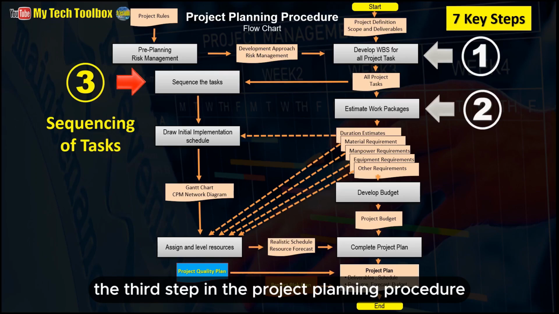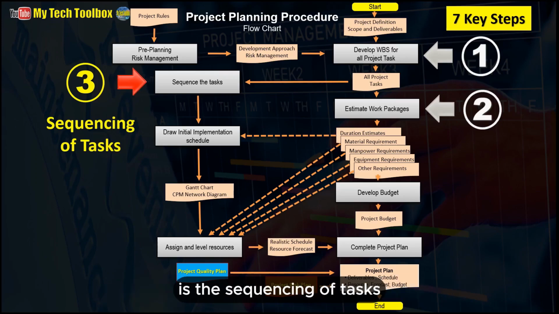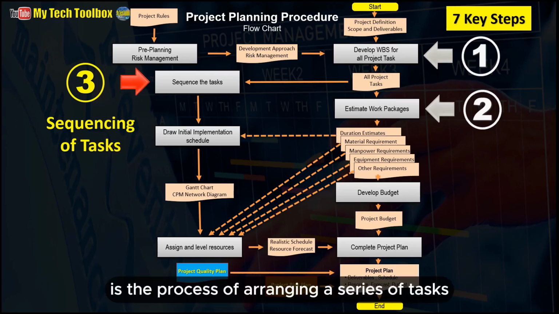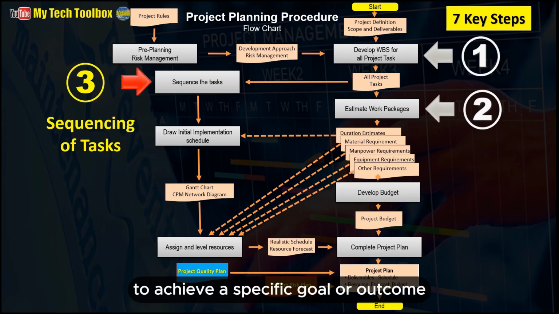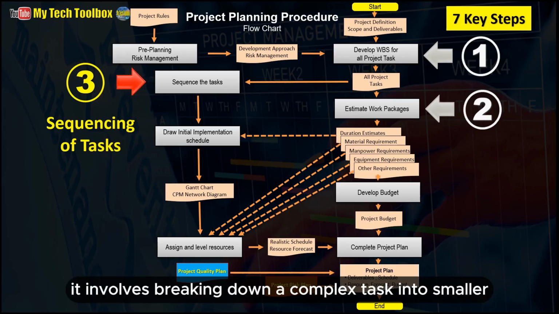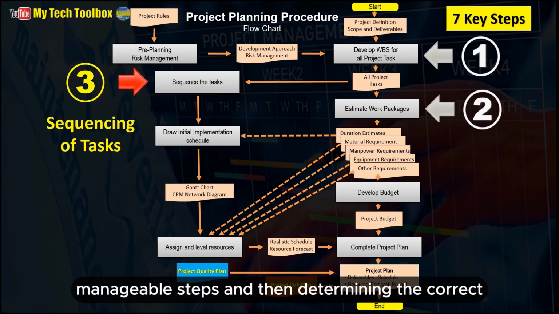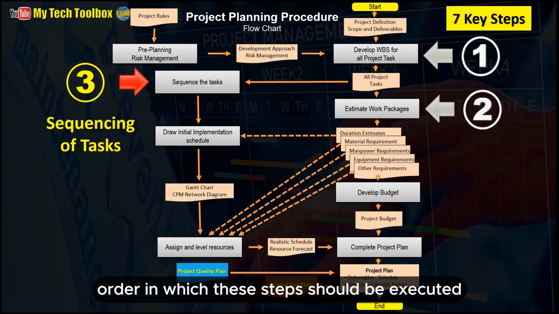The third step in the project planning procedure is the sequencing of tasks. It is the process of arranging a series of tasks in a logical order to achieve a specific goal or outcome. It involves breaking down a complex task into smaller, manageable steps and then determining the correct order in which these steps should be executed.